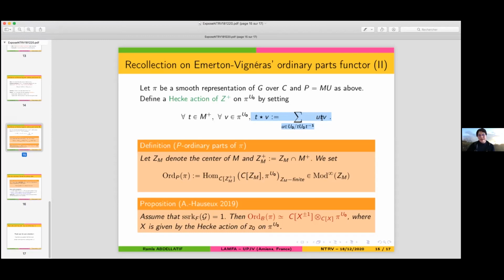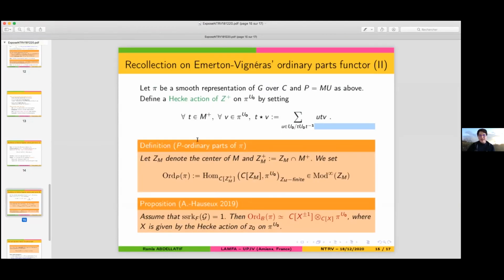The T is the same T as Paskunas, it's Z naught, okay? In the general case, you have to be careful in the definition of ordinary parts. But direct calculation shows that when you have a group of semi-simple rank 1, you can just calculate this, and it's very easy to handle, okay? This X here is just given by the action of Z naught over the U naught invariant. So it's really something very explicit.